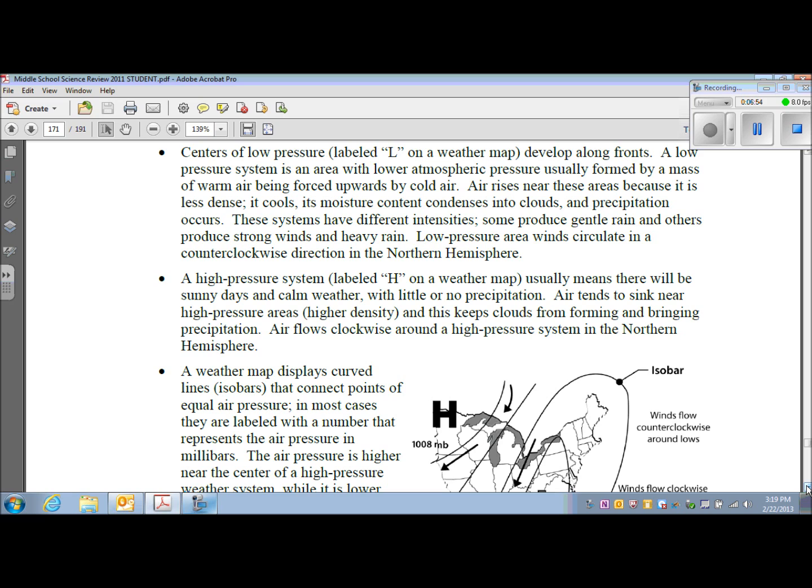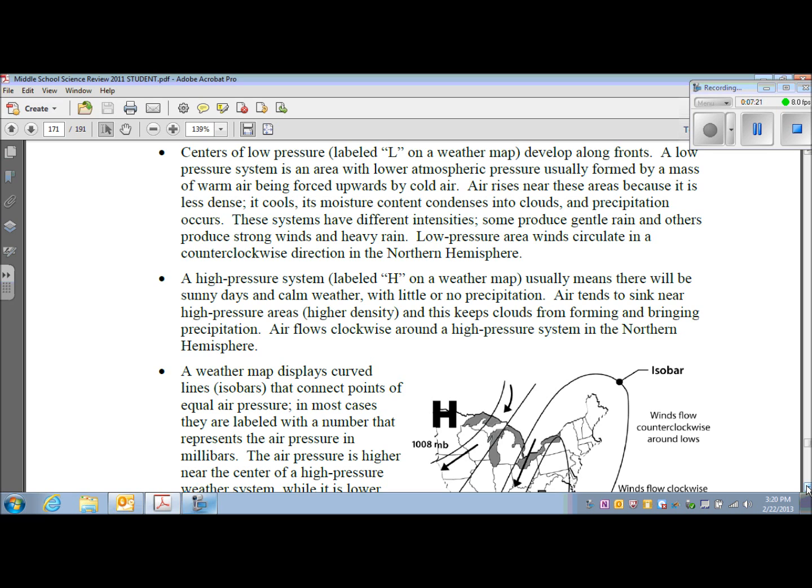Centers of low pressure, labeled L on a weather map, develop along fronts. A low pressure system is an area with lower atmospheric pressure, usually formed by a mass of warm air being forced upwards by cold air. Air rises near these areas because it is less dense. It cools, its moisture content condenses into clouds, and precipitation occurs.